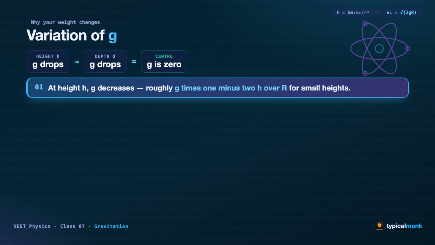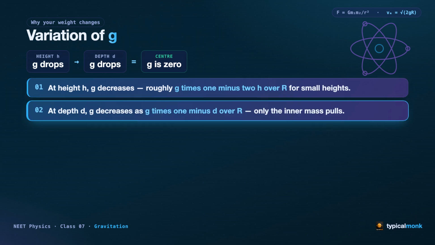Let us make this variation of g concrete, because NEET asks about it every year. Go up to a height h, and g decreases. For small heights, it is roughly g times the quantity 1 minus 2h over r. Notice the factor of 2. Going up loses g twice as fast as going down. Go down to a depth d, and g also decreases as g times 1 minus d over r. Here, there is no factor of 2, because only the sphere of mass beneath you keeps pulling.